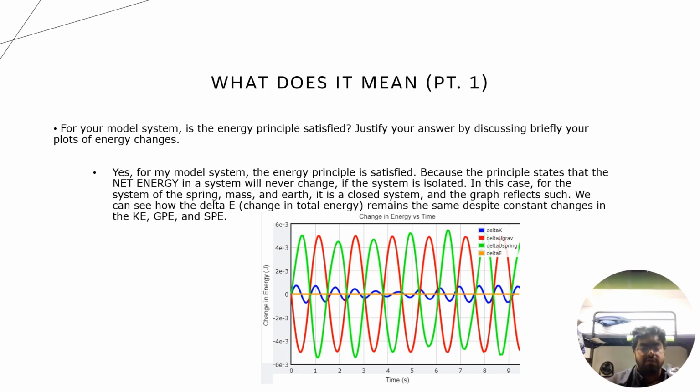So what does it mean? Is the energy principle satisfied? Yes. If we look at our graph, you can see that our delta E remains at 0 throughout the entirety of the motion, which means that it's constant. You can see fluctuations in all the other ones, like kinetic, gravitational potential, and spring potential. But at the end of the day, our net delta E is always 0.